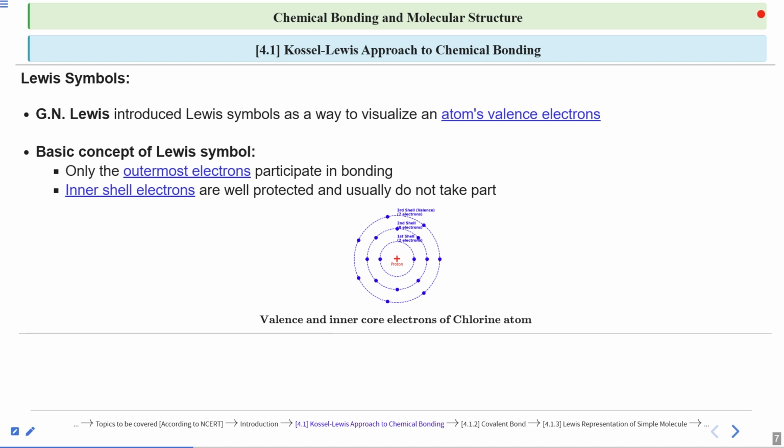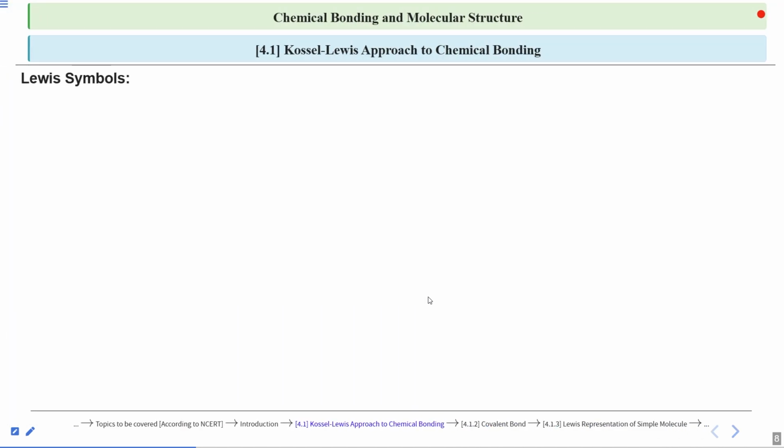Now we have already talked about these inner shell electrons in the previous class, where we were discussing the shielding effect. So these act as a shield for the outermost electrons. This is for the chlorine atom specifically. So we know what a valence electron is and what an inner core electron is.